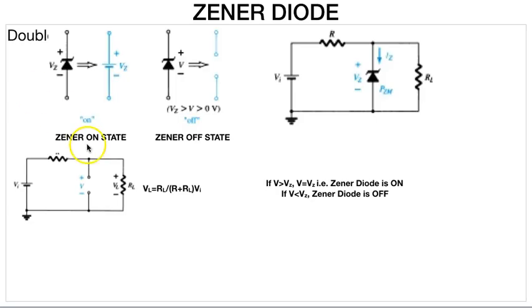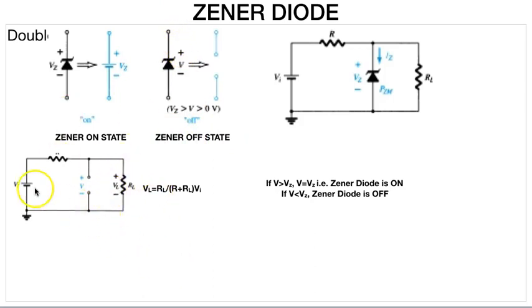Now the Zener diode is another application. As I have already told you, this is the anode end, this is the cathode end. Plus minus Vz is the Zener voltage across which the current will rise exponentially, but the voltage will remain constant. Okay, the Zener off state, Zener on state.